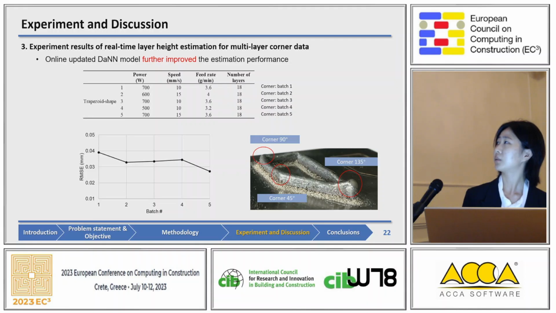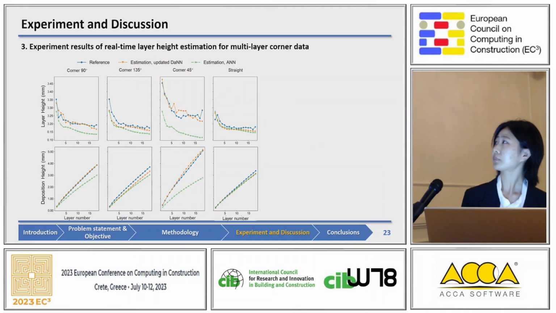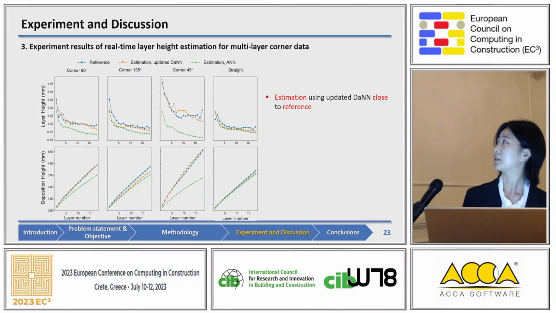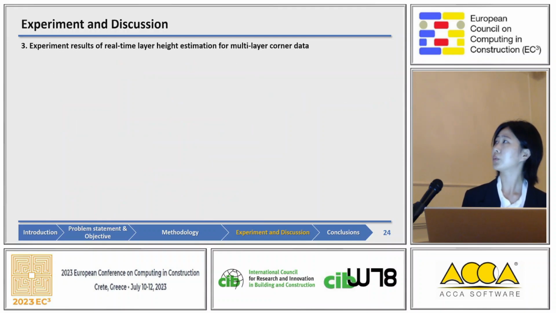And the third one is the online updating model. We have tested 5 batches of data, and you can see there is a slight improvement when we have more data inputted. And here are the final results of the layer height estimation for multi-layer corner data. You can see the estimation with the updated DN is closer to the reference data than just the AN model.